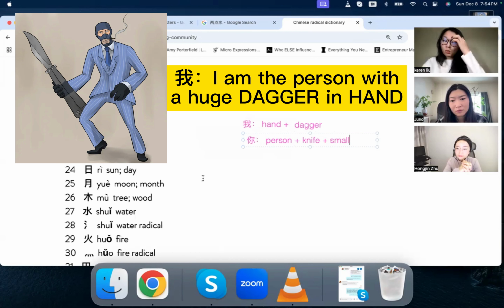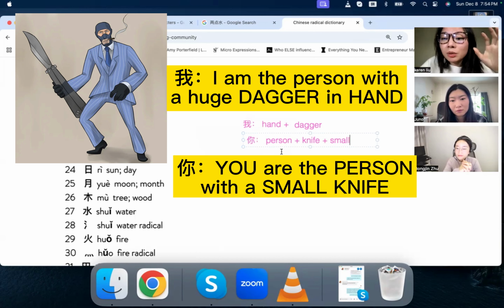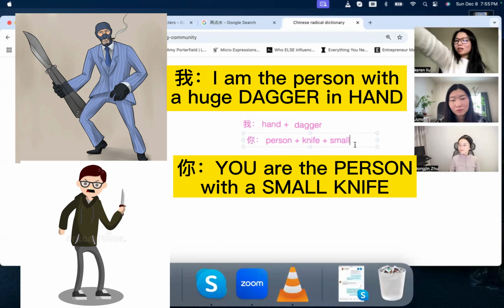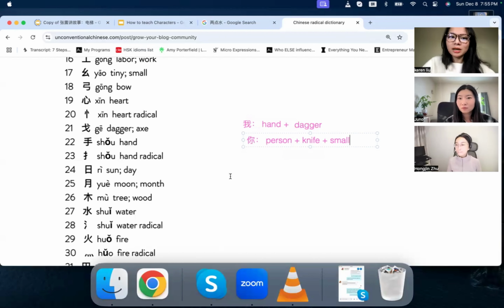So I'm gonna ask them why. Why 你 means a person with a small knife. Because in ancient time, you want the person with the small knife to be the other person. You want you to be the person with the huge dagger. That's how they can remember the characters. Just create stories with them.